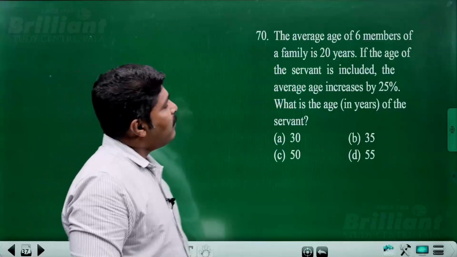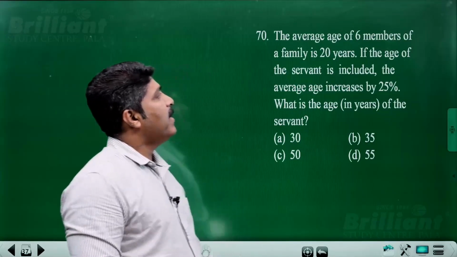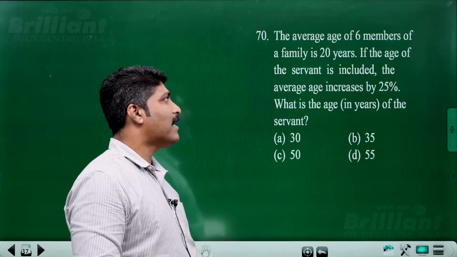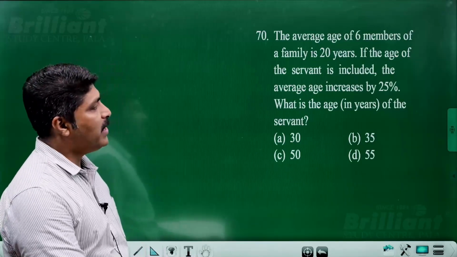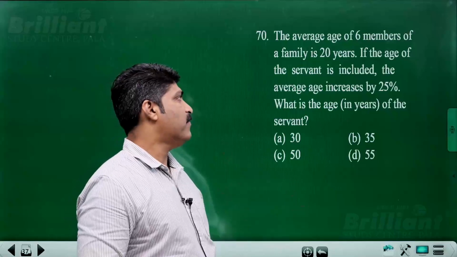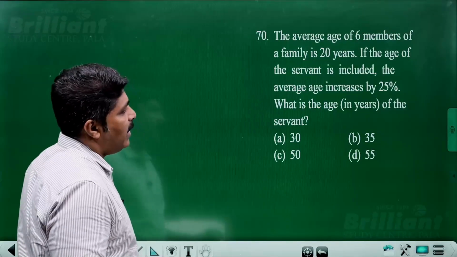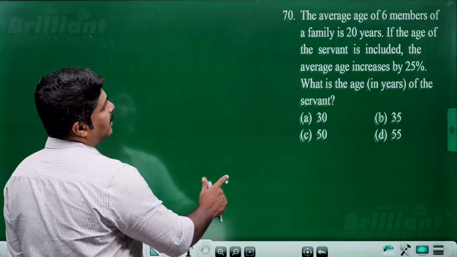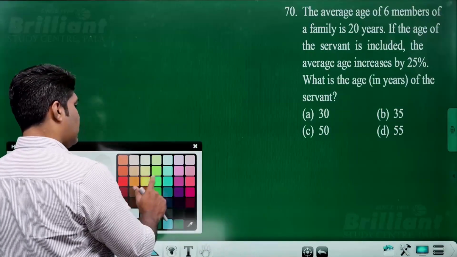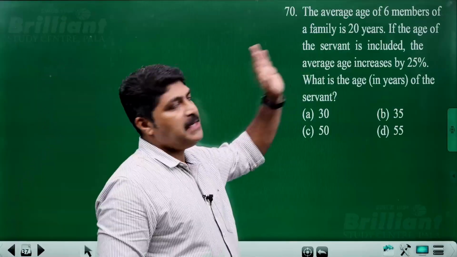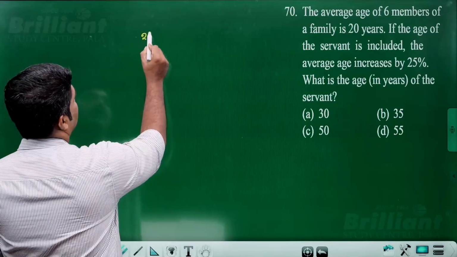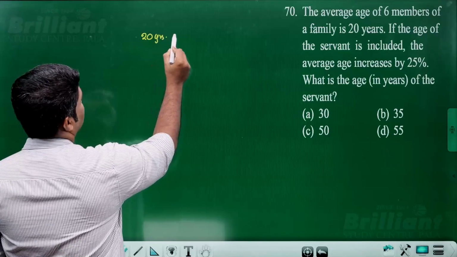Got it? The average age of 6 members of a family is 20 years. If the age of the servant is included, the average age increases by 25%. What is the age in years of the servant? This is an inclusion type question. Initial average is 20 years.